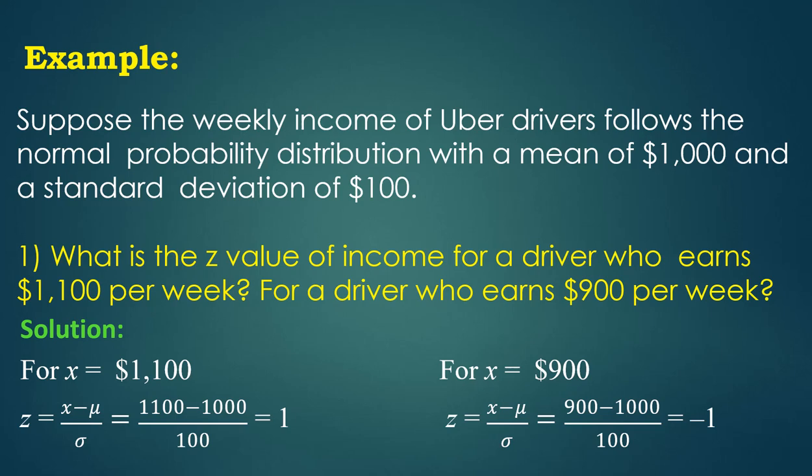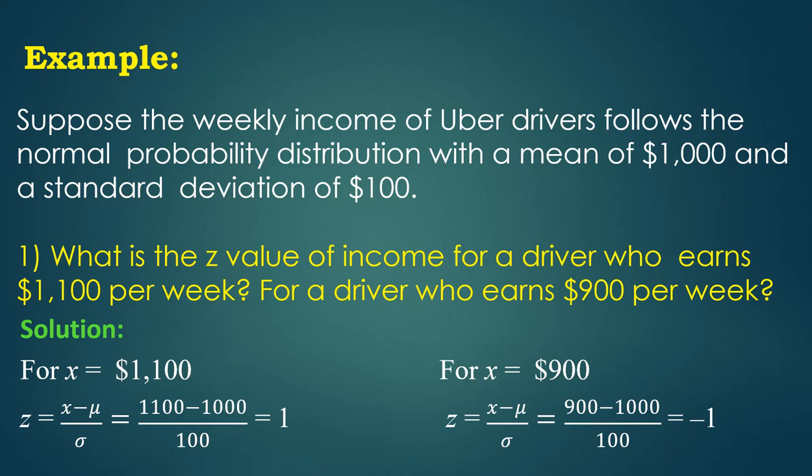Suppose the weekly income of Uber drivers follows the normal probability distribution with a mean of $1,000 and a standard deviation of $100. The question here is, what is the z value of income for a driver who earns $1,100 per week? And also we need to find the z value for a driver who earns $900 per week.